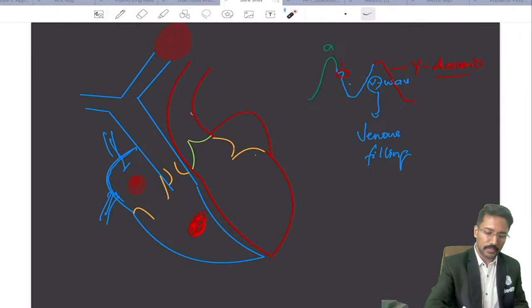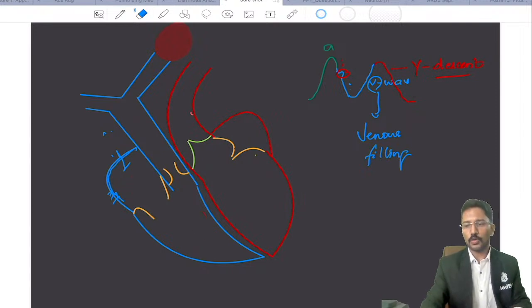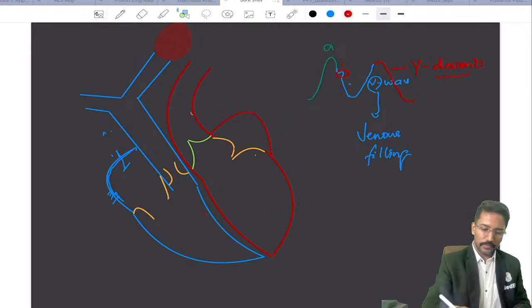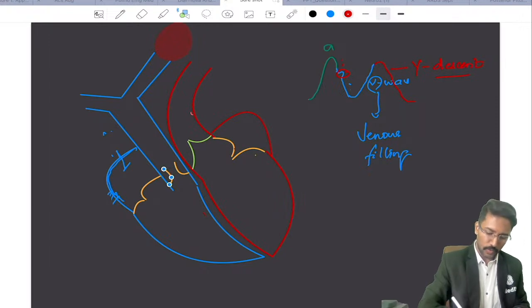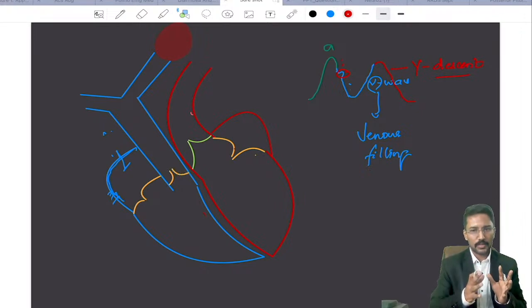Now tell me what happens in tricuspid regurgitation. Tricuspid regurgitation is happening in systole or diastole? Ventricular systole or diastole? Okay, when the ventricular systole began, right, we expected that this tricuspid valve would be closed. Initially, isovolumetric contraction period, the tricuspid valve will be closed, pulmonic valve will be closed. This is the starting point of your ventricular systole.